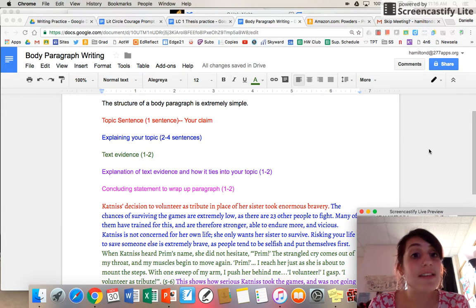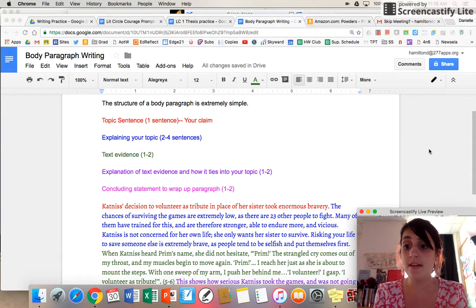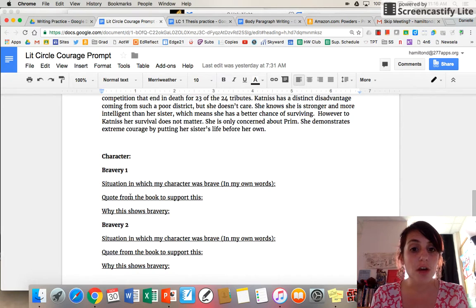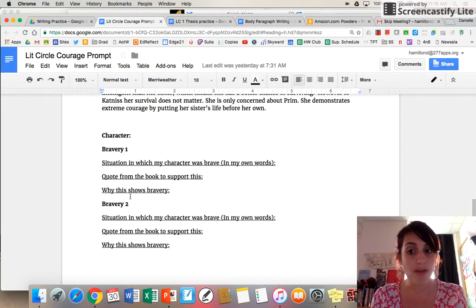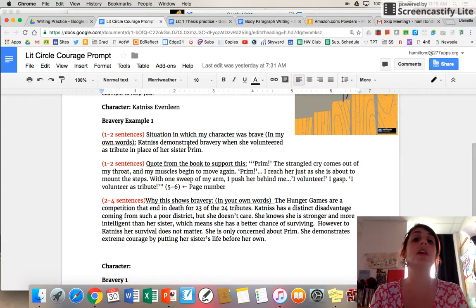So the last step that we're going to be doing is actually writing our body paragraph. And this is extremely simple, especially because we have done all of the steps up to today. As a reminder, we started with the courage prompt where you chose your character and talked about why they were brave, how they demonstrated it. I chose Katniss from the Hunger Games and I gave my examples. My examples were when she volunteered for her sister Prim and when she devised a plan with her allies.